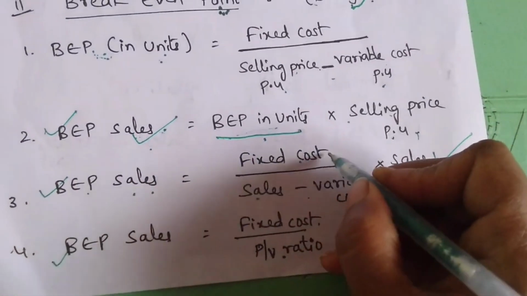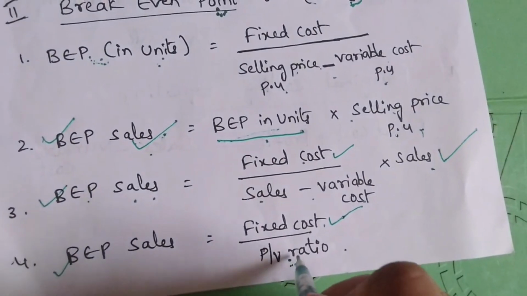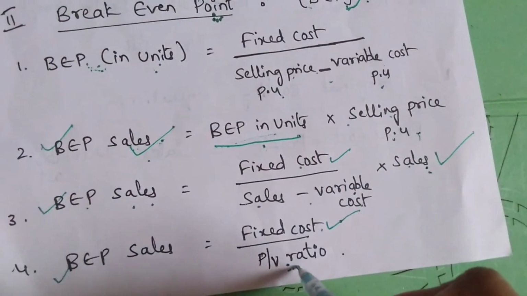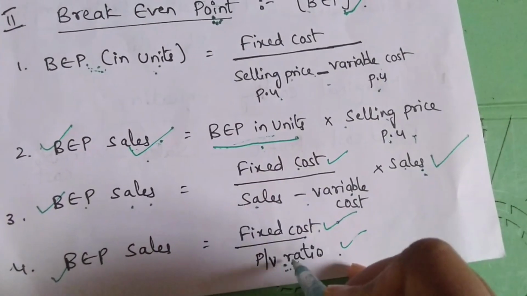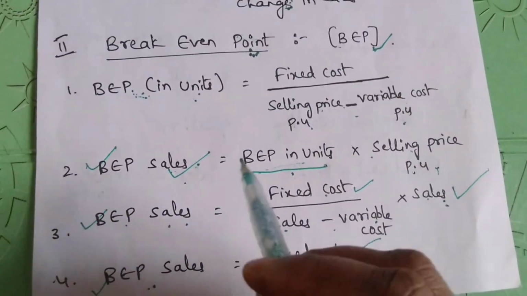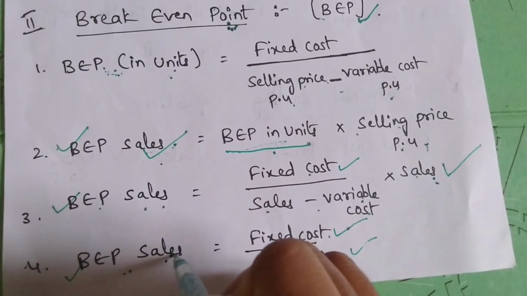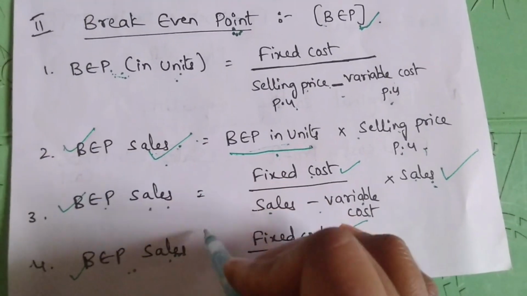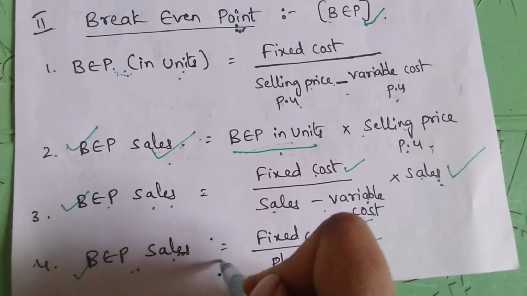If you observe here, the numerator is fixed cost for finding out BEP sales and the denominator is changing. So here it is sales minus variable cost into sales, but here it is PV ratio. So we can find out BEP sales by adopting this formula also. Which formula we have to adopt for finding out BEP sales in any question? We have to see the information in the question, and the formula which is suitable for that information should be selected, and so we find out the BEP sales.